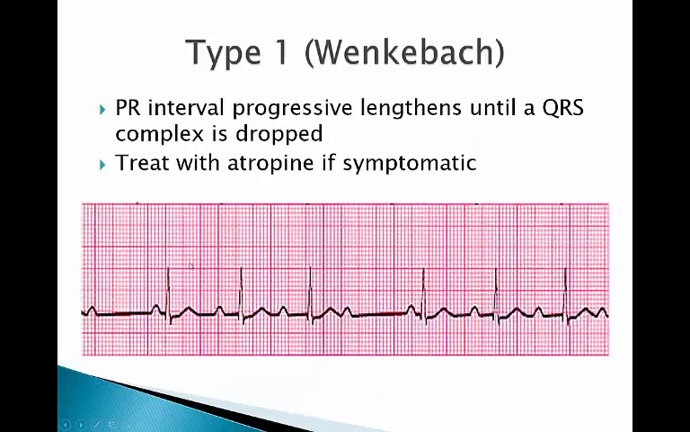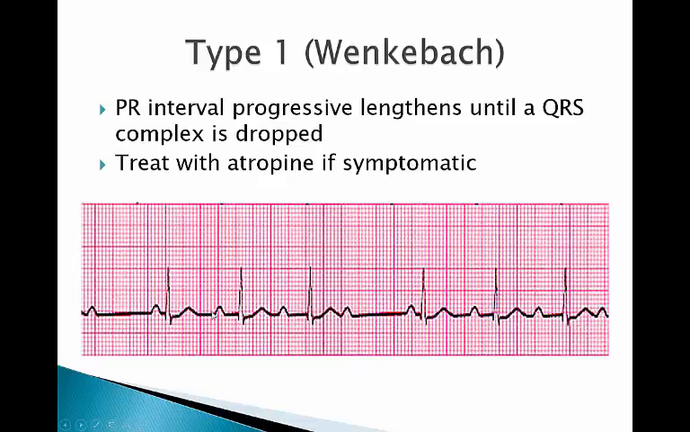So when you're looking at these type of impulses, we're going to start with type 1. So type 1 is Wenckebach. So basically what happens is the PR interval gets longer and longer till eventually you're going to drop a QRS complex. So it's taking longer and longer for this impulse to get from the SA node through the AV node to the ventricle. Okay? So here's a normal beat.